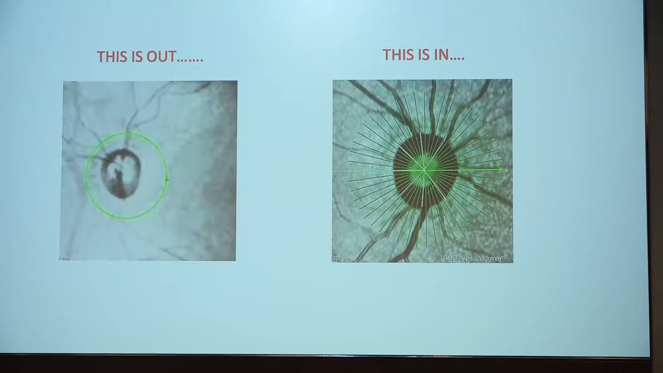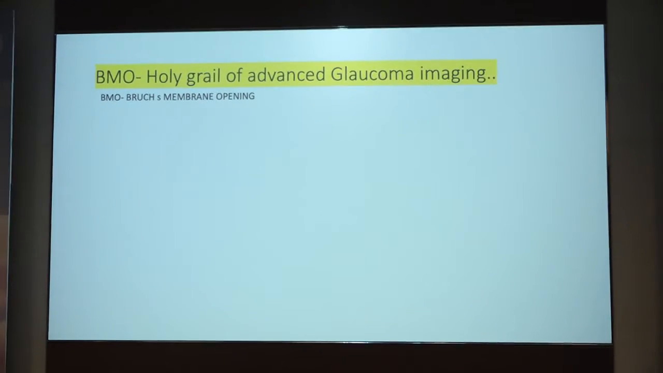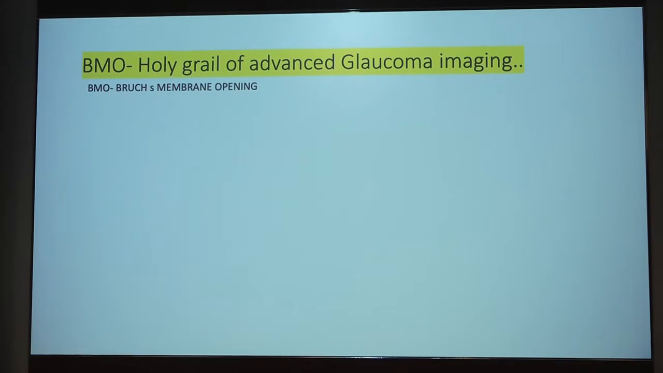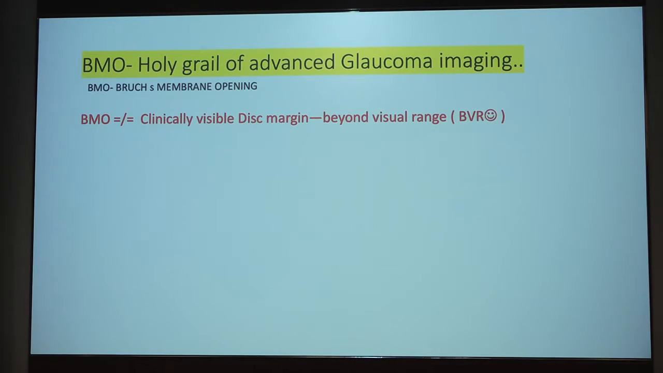So this was history. This is out and this is in. Now this is very important: individualized marking of the scanning circle is out and automated marking is in, and this itself is the holy grail of imaging. So BMO is the holy grail of advanced glaucoma imaging, is something that everybody should know. And BMO is the Bruch's membrane opening, as we have seen. It's not clinically visible, it's BVR, like the BVR missiles. You don't see it at all, and the machine fires it for you.